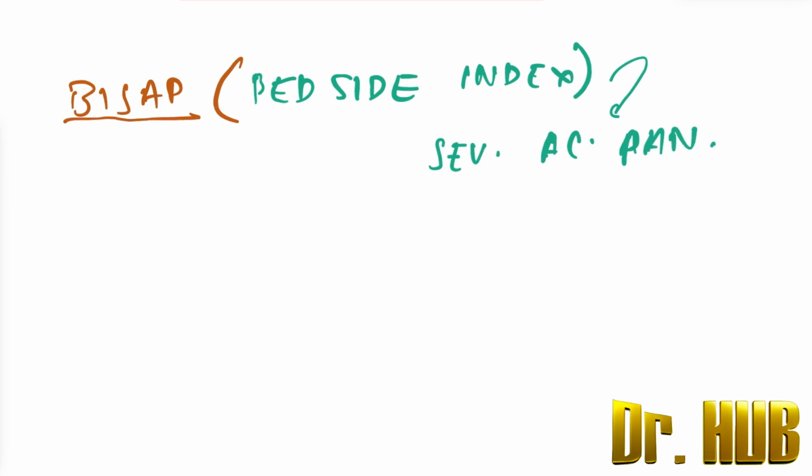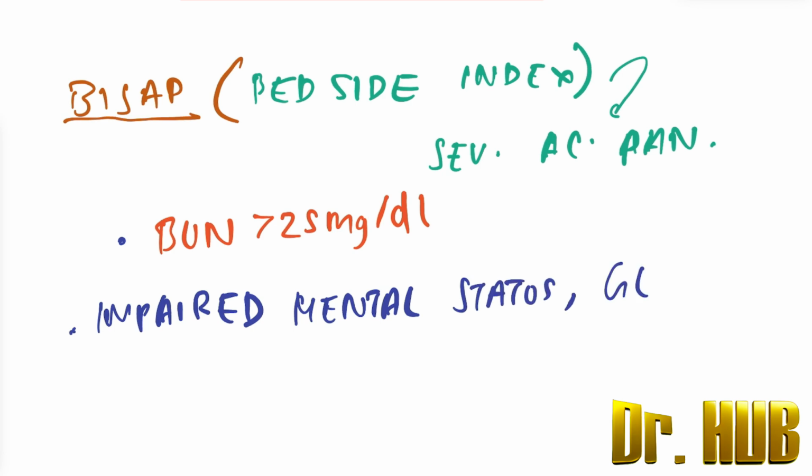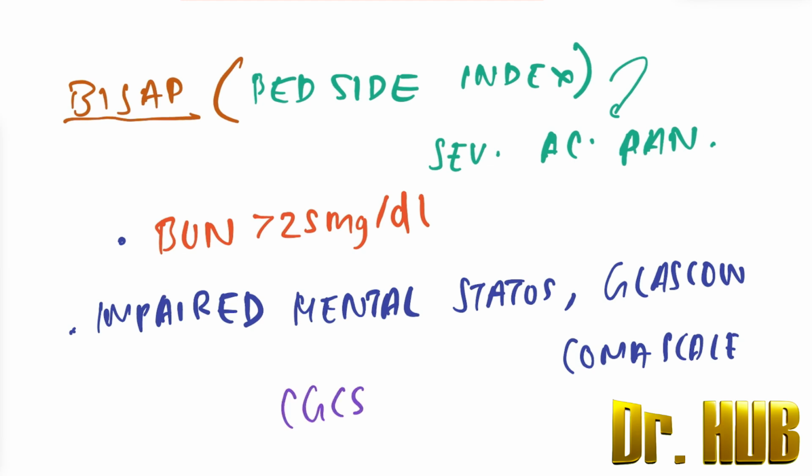So what does it include? It includes the BUN, the blood urea nitrogen, greater than 25 milligram per dL. Next, it includes impaired mental status, as well as the Glasgow coma scale, which means the GCS being less than 15.